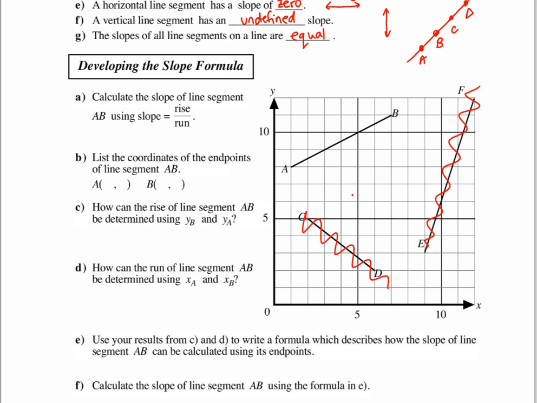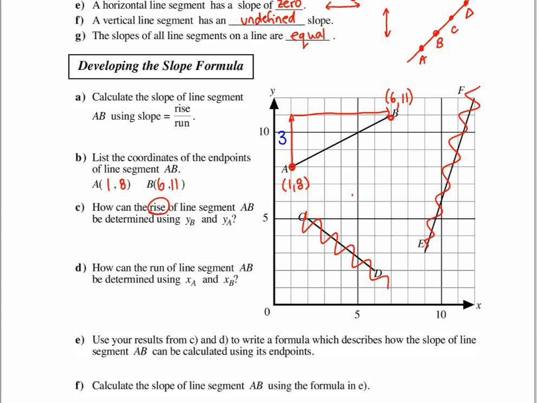So we know that it's rise over run, right? And let's look at the coordinates of A. A is the coordinate of 1 and 8. Okay? And B is the coordinate of 6 and 11. Okay? So notice, what do you notice? We know the rise. What is the rise of AB? So the rise we know is actually 3, right? We can count that, 3.